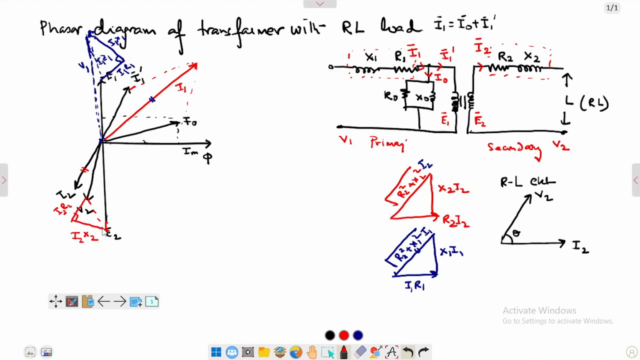Many of my students who have attended my class in offline mode have seen how I have done it. So this one is a revision for you guys so that you can remember it before the exam and you can draw the phasor diagram perfectly during the exam.